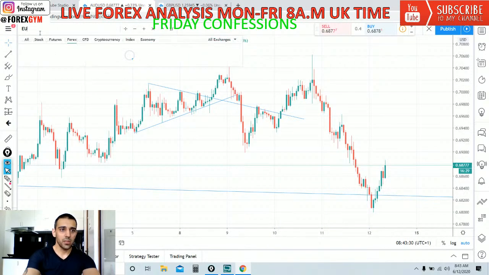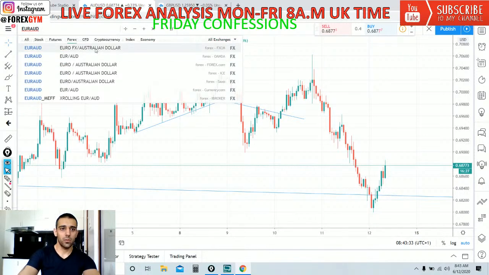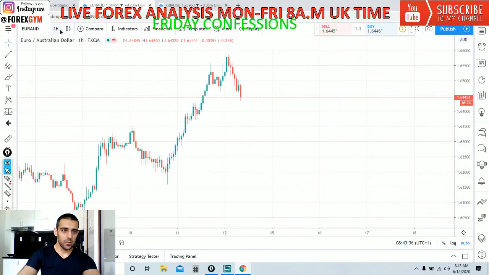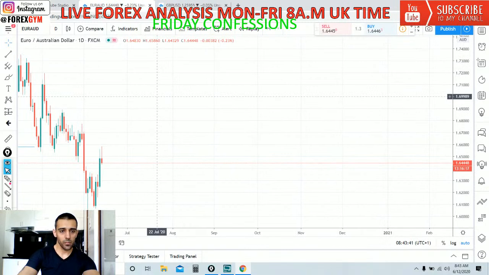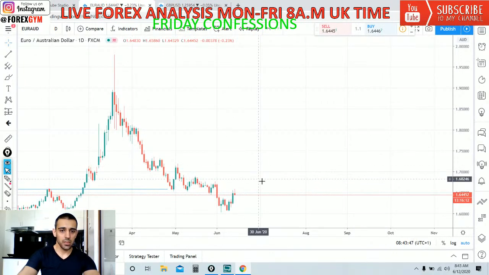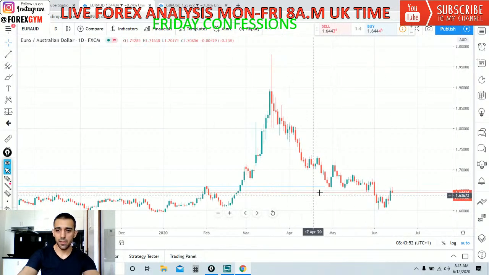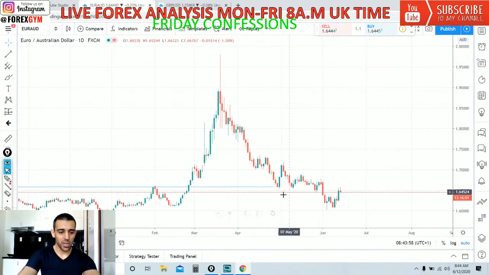Let's have a look at the euro against the Aussie and see what this one is doing. Let's go to the daily. Okay, price pushed higher yesterday, higher than I thought. Yeah, as I thought, I think I did mention that yesterday. The potential is that the price will make its way up to this resistance level. That was the strong support level, and after the price broke that support level, it became the resistance. So it's very good.